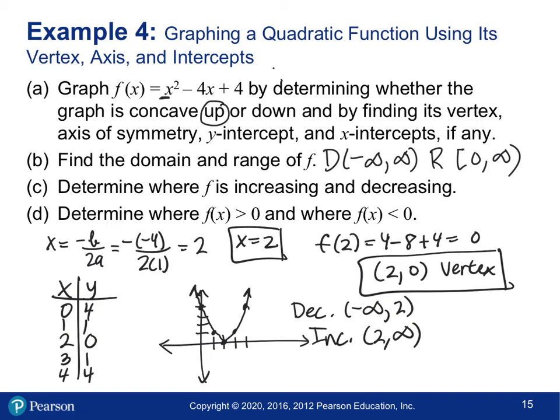And let's see, where is that greater than 0? Well, f of x is greater than 0 everywhere but 2, because that's where it'd be equal to 0. So this would be from negative infinity to 2, and then again from 2 to infinity. Where is it less than 0? That's not applicable, nowhere, none, whatever you want to call it. There's no parts that's less than 0.